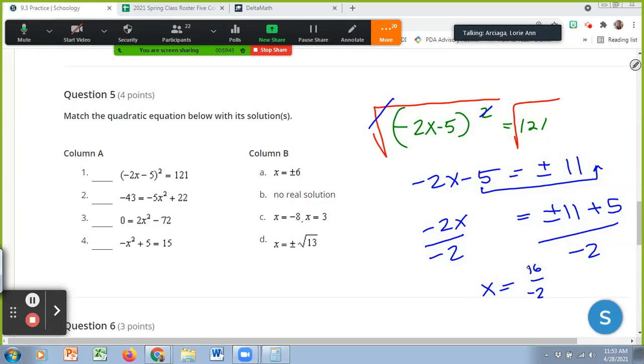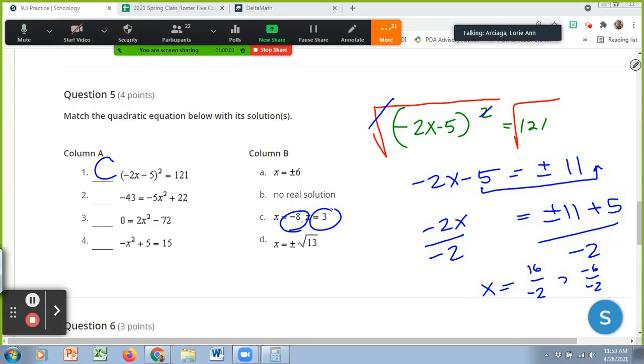Okay, so positive 11 plus 5, that's how much? 16 over negative 2. That's the first answer, which is what? Negative 8, right? The other answer is negative 11. So it's C? Okay, so number 1 is C. There you go. Because negative 11 plus 5 is negative 6 divided by 2, which is positive 3. You got it, George.